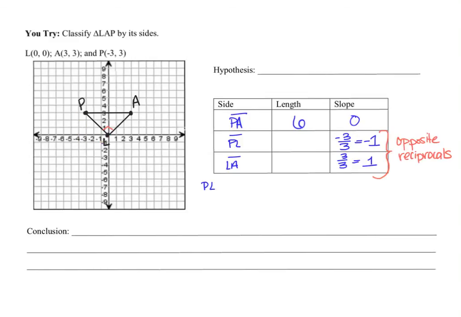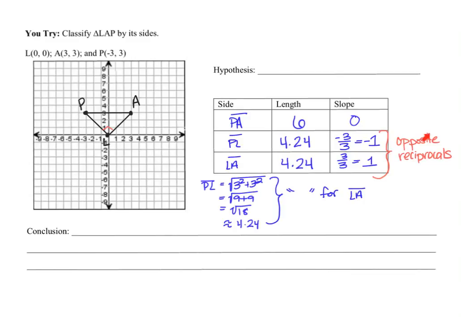So to get the length of PL, we're going to do 3 squared plus 3 squared, which would be 9 plus 9, which would be the square root of 18. And the square root of 18 is approximately 4.24. So let's put that in our chart, 4.24. And then notice that segment LA was also a 3 by 3. So I don't need to do all this again. I know that one side was 3 and the other side was 3. So the length of LA is going to be the same, 4.24.